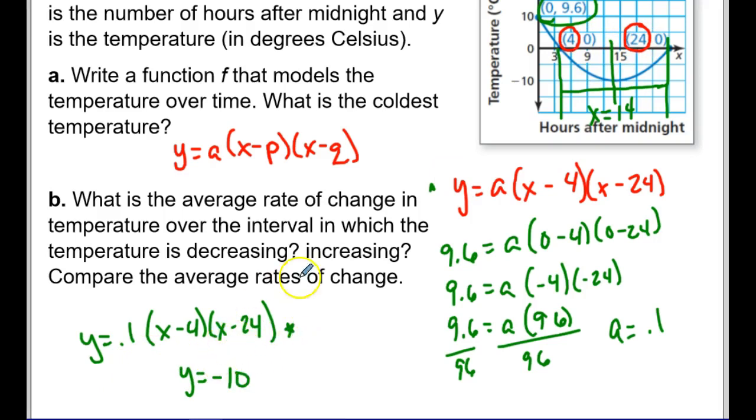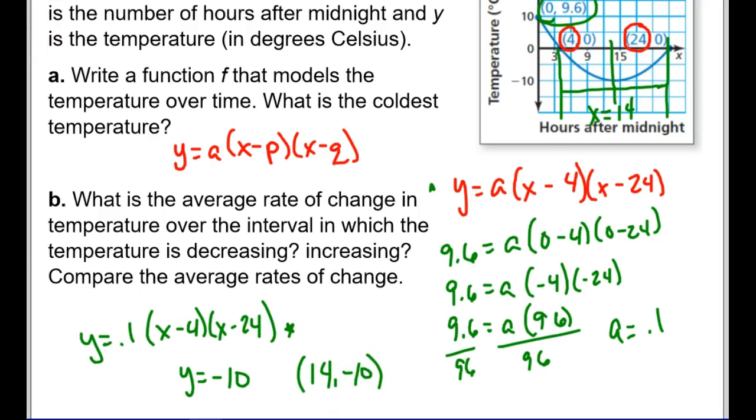So let's just double check. Does that make sense? Well, yeah, because according to my graph, it should be right about negative 10, and it ended up being exactly negative 10. So that is my vertex. The vertex becomes 14, comma, negative 10. And I was asked that to find the coldest. So now let's look at part B.